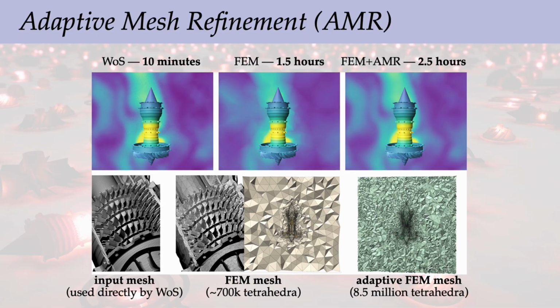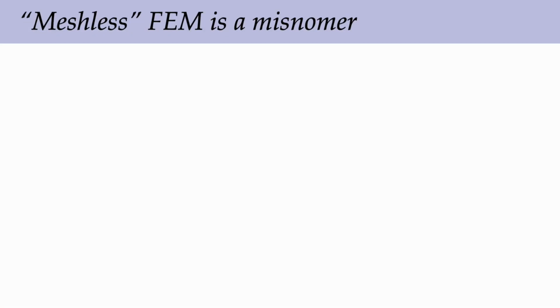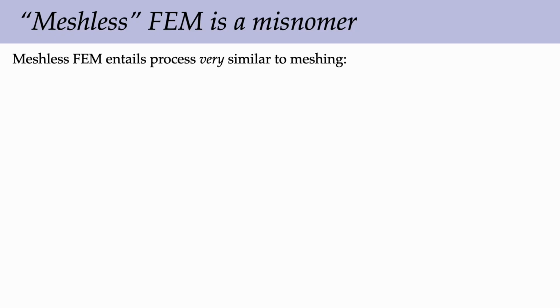So the next thing people sometimes say is, hey, you're having all this difficulty with meshing. Why not just use meshless finite elements? Right? Meshless finite element methods have the word meshless in the title, so they must solve all your problems with meshing. And the reality is that's not really true because meshless is a bit of a misnomer. Meshless finite element methods actually entails a process that in the end looks very, very similar to meshing.